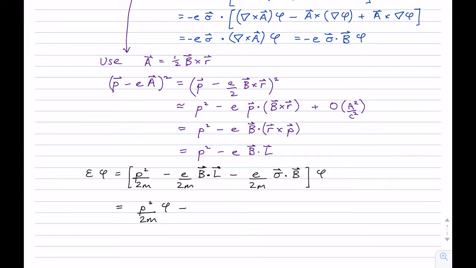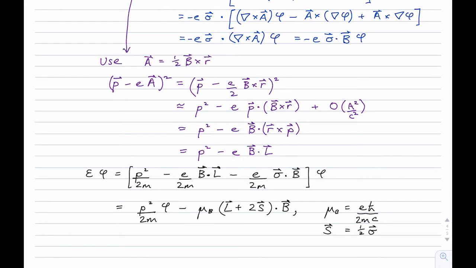minus mu B (L plus 2S) dot B, where mu B is equal to E h bar over 2MC. I'll put my h bars and c's back in, as I like to do every now and again. And S is equal to 1/2 of sigma, as usual.